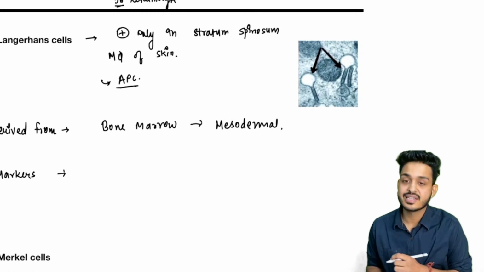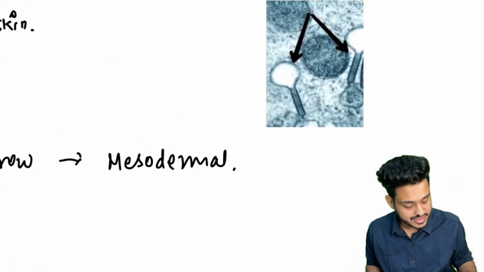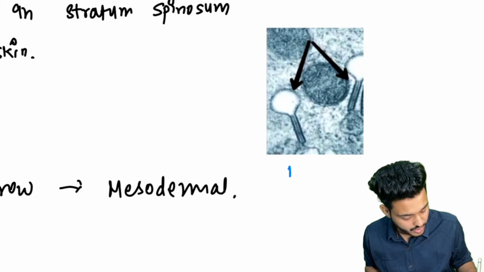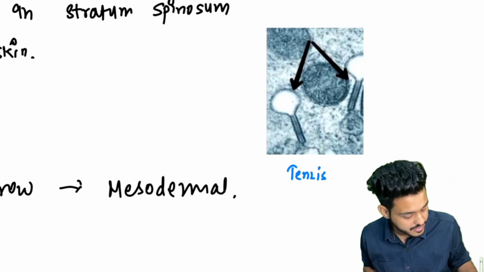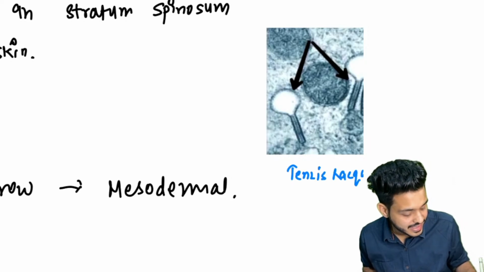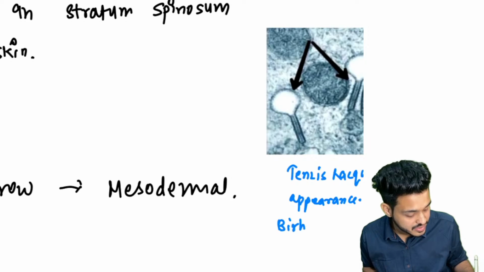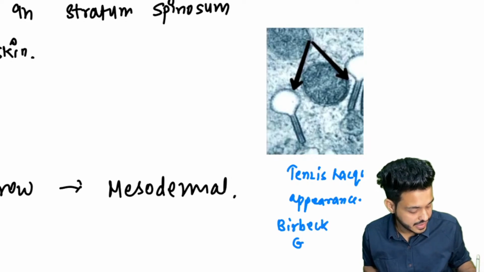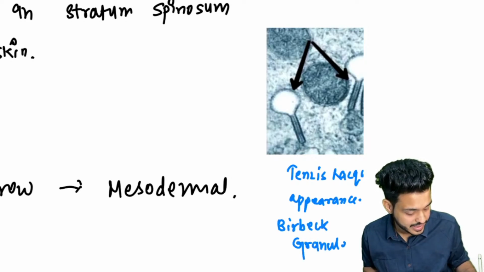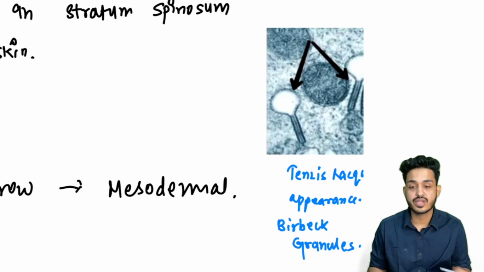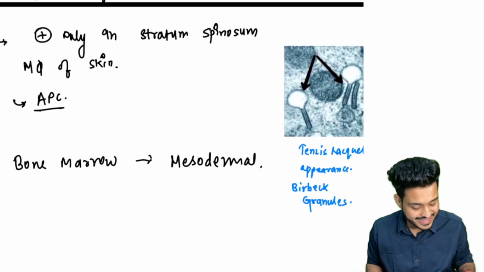And this structure that is visible, this is known as tennis racket appearance, and this is known as Birbeck granule. What do we call it? We call it Birbeck granules. Okay, Birbeck granules with tennis racket appearance.